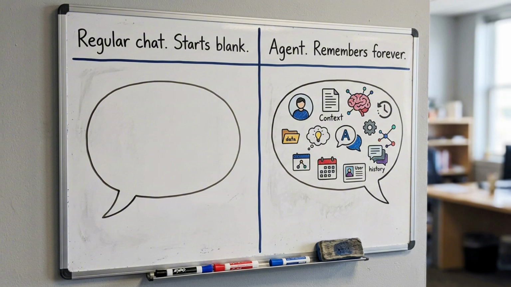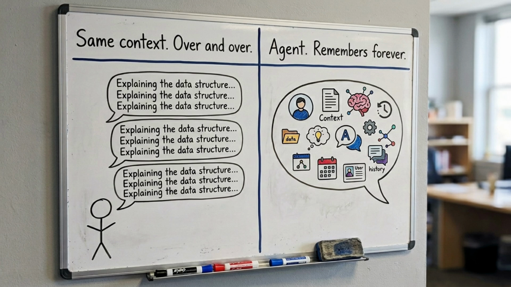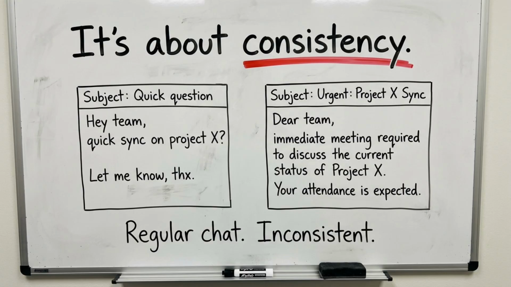Think about a regular chat. It starts blank every single time. You explain your job, you explain your preferences, you explain the same context over and over. An agent skips all of that. You set it up once, it remembers its role forever.